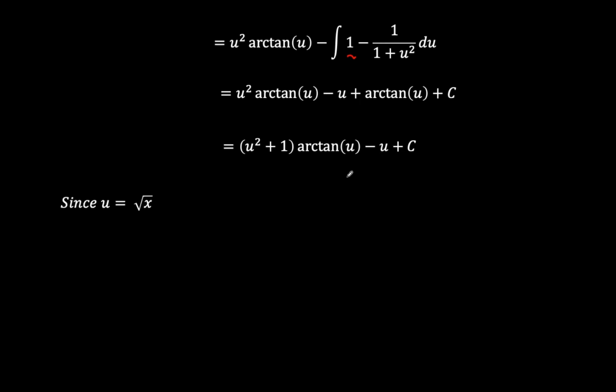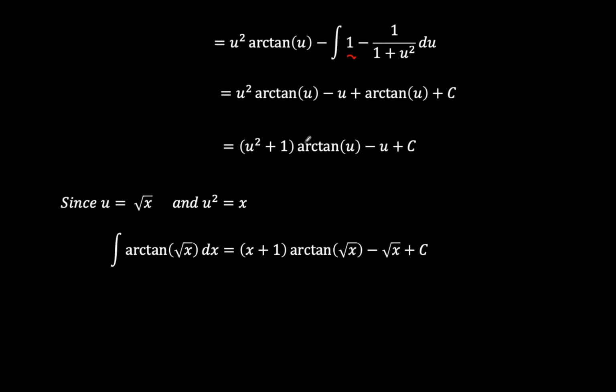But since we had initiated our substitution with u being equal to square root of x, wherever u appears, we have square root of x, therefore meaning that u squared is x. And so the integral of arctangent of square root of x is x plus 1 times arctangent of square root of x, minus square root of x, plus c. And this is our answer here.